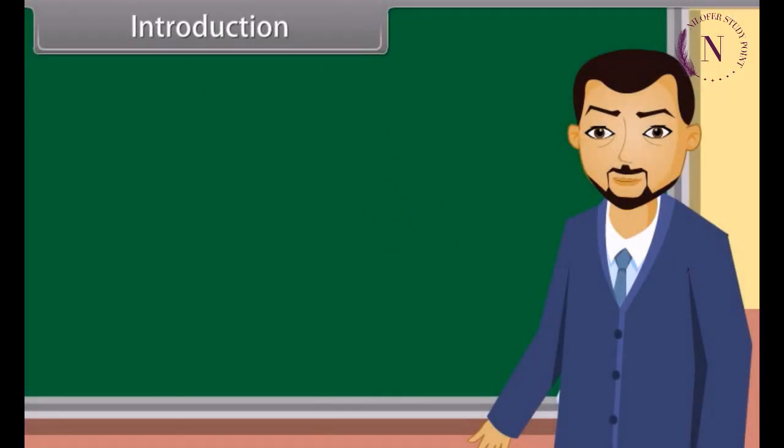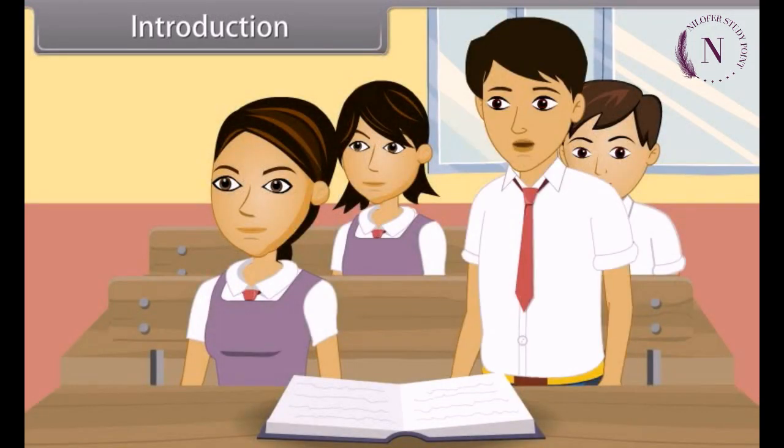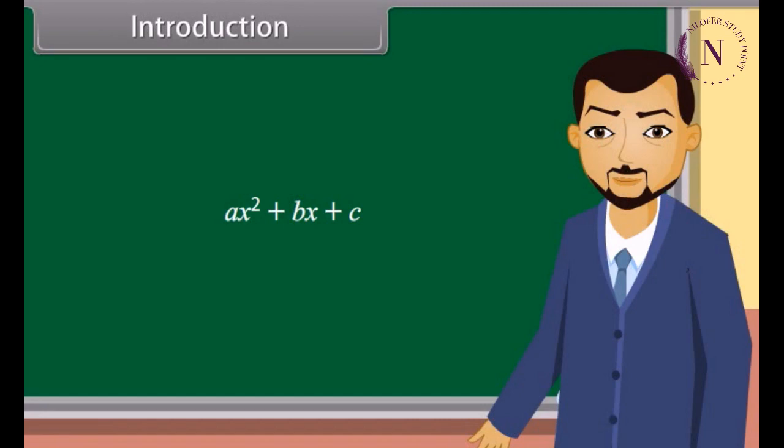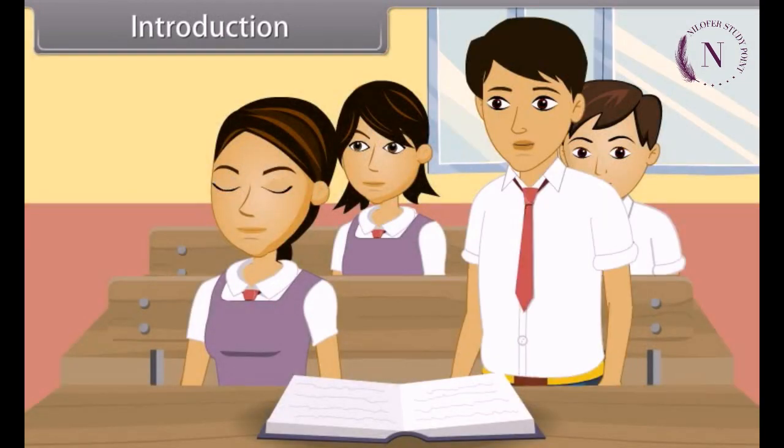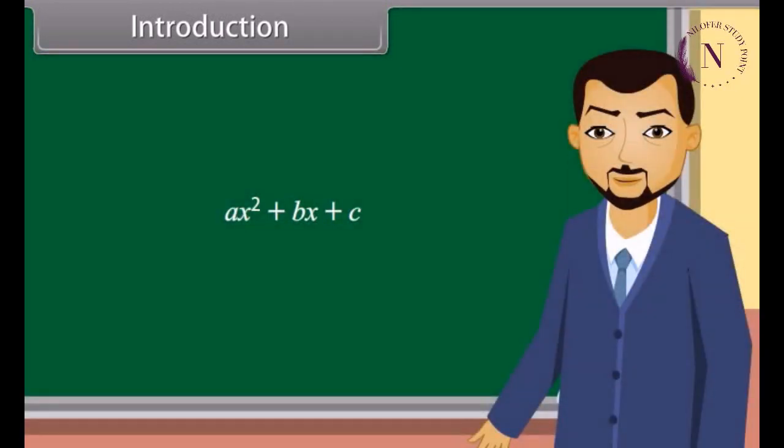Introduction. Students, do you know what polynomials are? A polynomial is an expression of more than two algebraic terms. And can you tell which type of polynomial this is? Is it a quadratic polynomial, sir? Correct. This is a quadratic polynomial. When we equate this polynomial to 0, we get a quadratic equation. Today we will learn about quadratic equations.